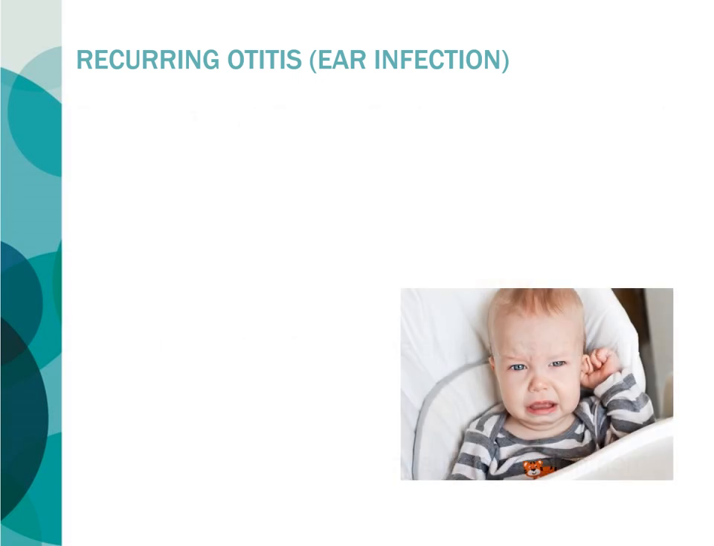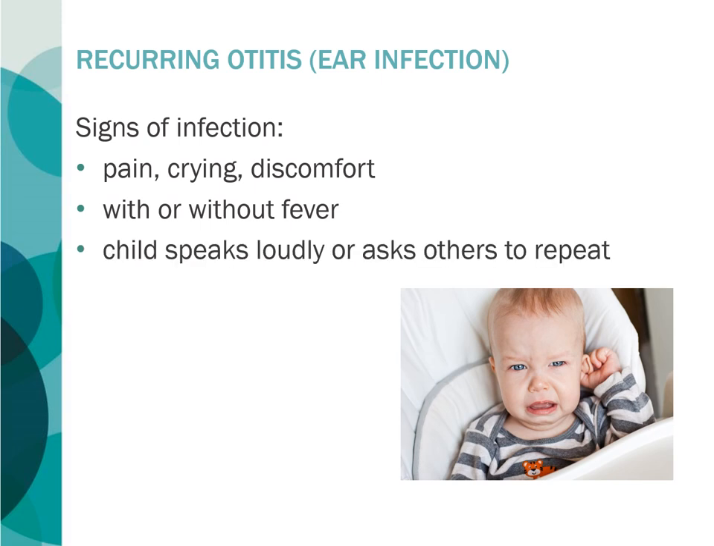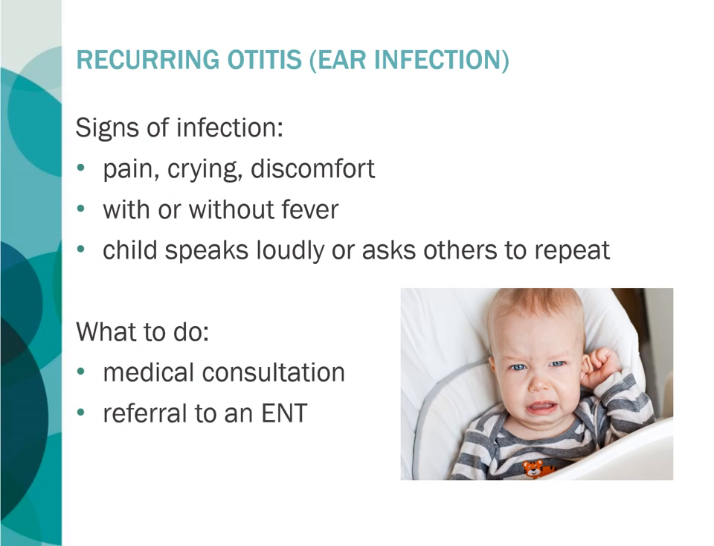The child with otitis shows signs of ear infection. He has pain, he cries, he tugs at his ear. He may or may not have fever. Sometimes the signs are milder. The child feels well but speaks loudly or asks others to repeat what they say. You can consult your doctor to confirm whether your child has otitis. In some cases, the physician will request a specialized consultation with an ENT, an ear, nose, and throat specialist, to get the appropriate treatment.